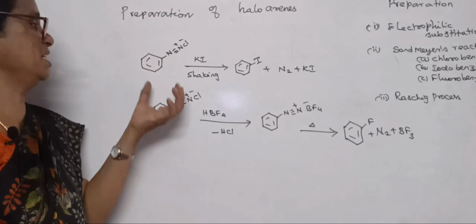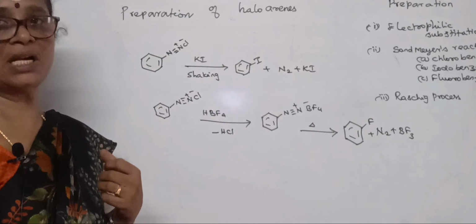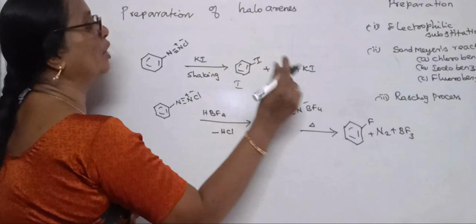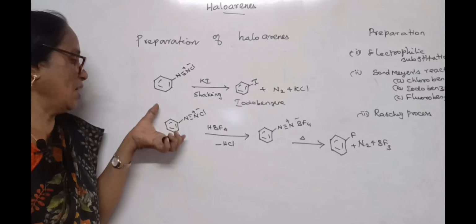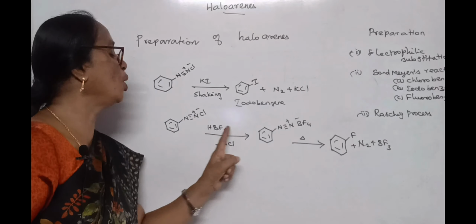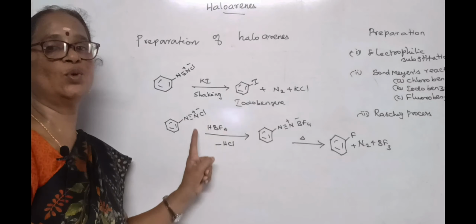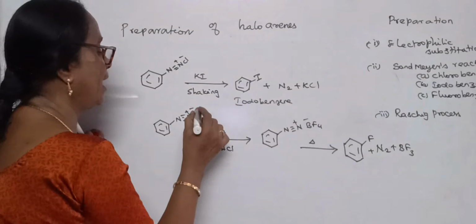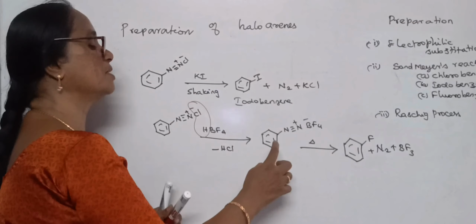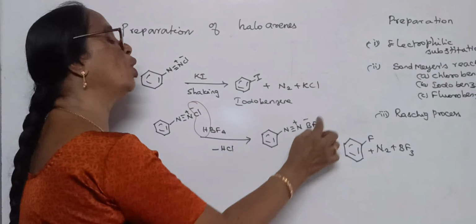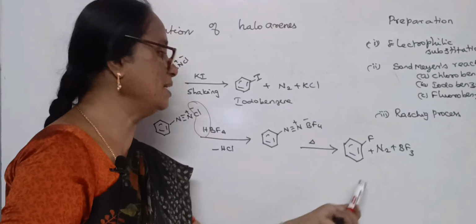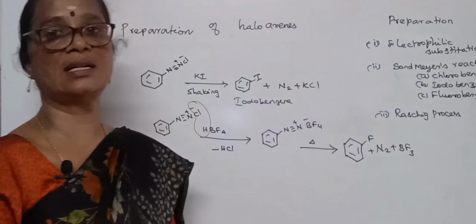Simply by shaking diazonium chloride with potassium iodide, we will get iodobenzene, nitrogen and potassium chloride. In the same way, when benzene diazonium chloride is treated with fluoroboric acid, said to be tetrafluoroboric acid, we can remove HCl, so minus HCl, and hence it forms benzene diazonium fluoroborate. On heating, it forms fluorobenzene, nitrogen and boron trifluoride.